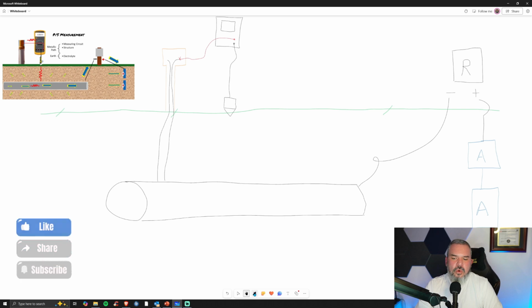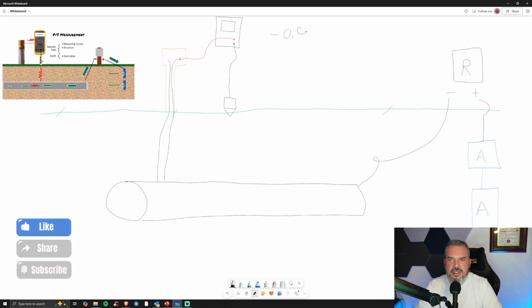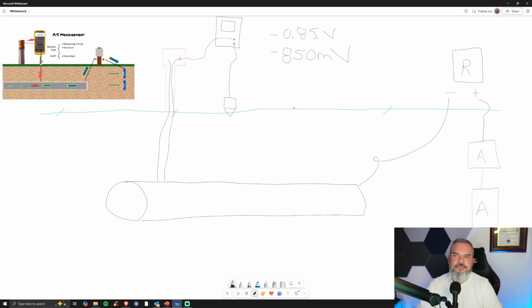So when I do this, I am looking for a negative 0.85 volts, which is the same thing as saying negative 850 millivolts. Those are the same numbers, that means the same thing. But that's what I'm looking for. But I have to consider the metallic structure, the metallic path, and I have to consider the electrolyte, okay?